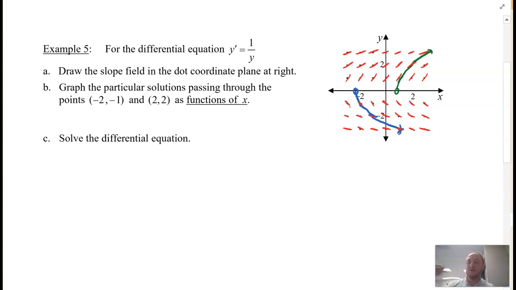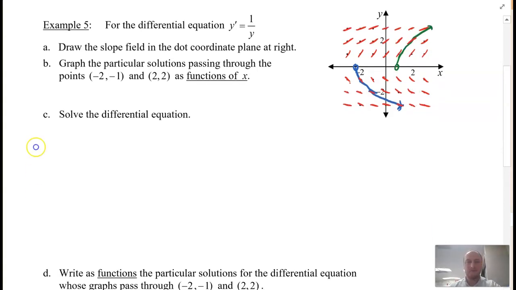All right, and there's my function. Remember, it has to be a function, so you can't keep going. You don't want to do something that looks like this. That's not a function. It doesn't pass the vertical line test. Just keep that in mind.